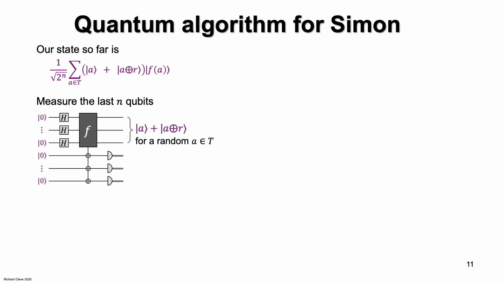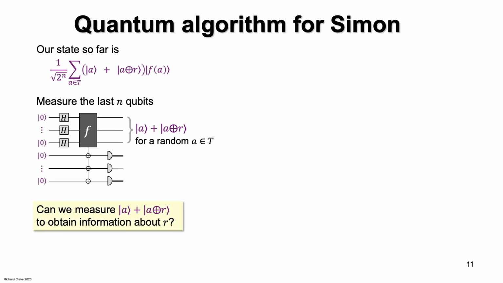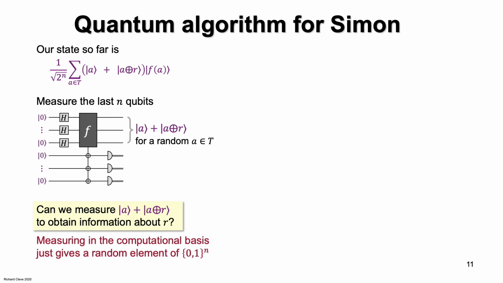Now, what can we do with this state? If we could somehow get both ket A and ket A XOR R, then we could deduce the value of R. But we can only measure the state once, after which it collapses. If we measure in the computational basis now, then we just get either A or A XOR R, neither of which is sufficient to extract the value of R.